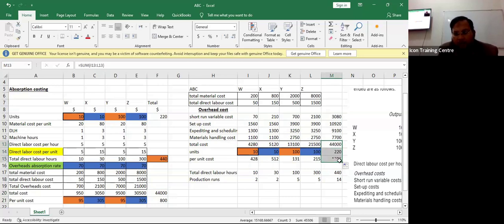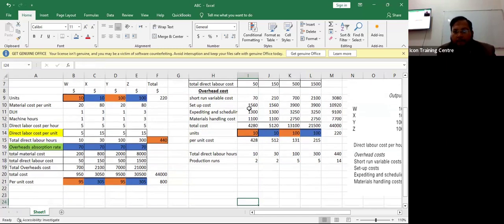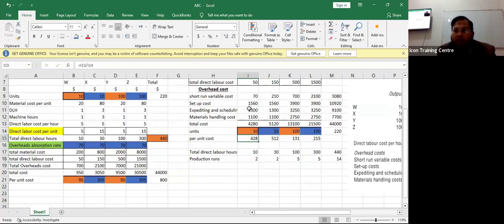Now, how would you analyze it? 7, 428, 512, 131, and 215. Yes. How would you analyze it now? Now just compare it. Can we compare?